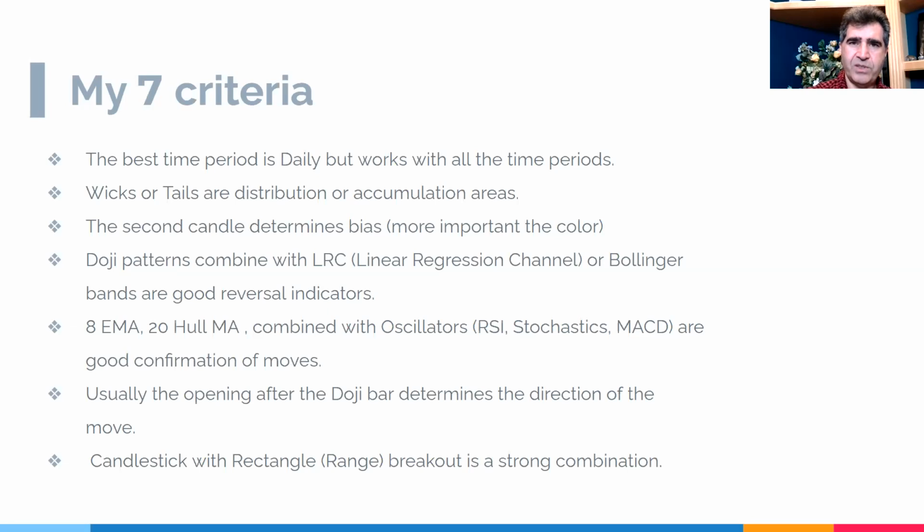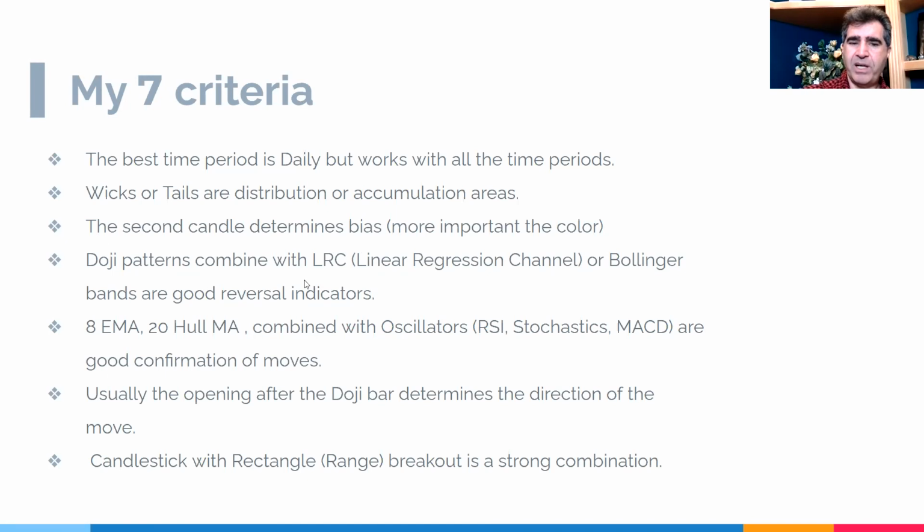Again, visually you can see for accumulation and distribution, for stop losses. As I mentioned again, the second candle, that's what determines the bias. It's not the first candle. It's even more important than the color of that candle. So you want to make sure you set your bias on the second candle.